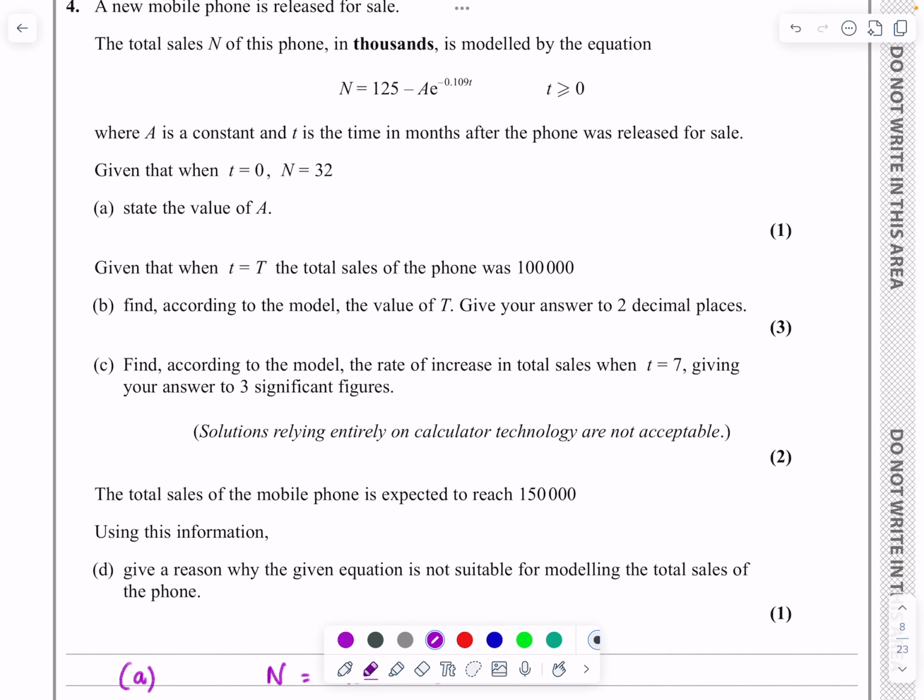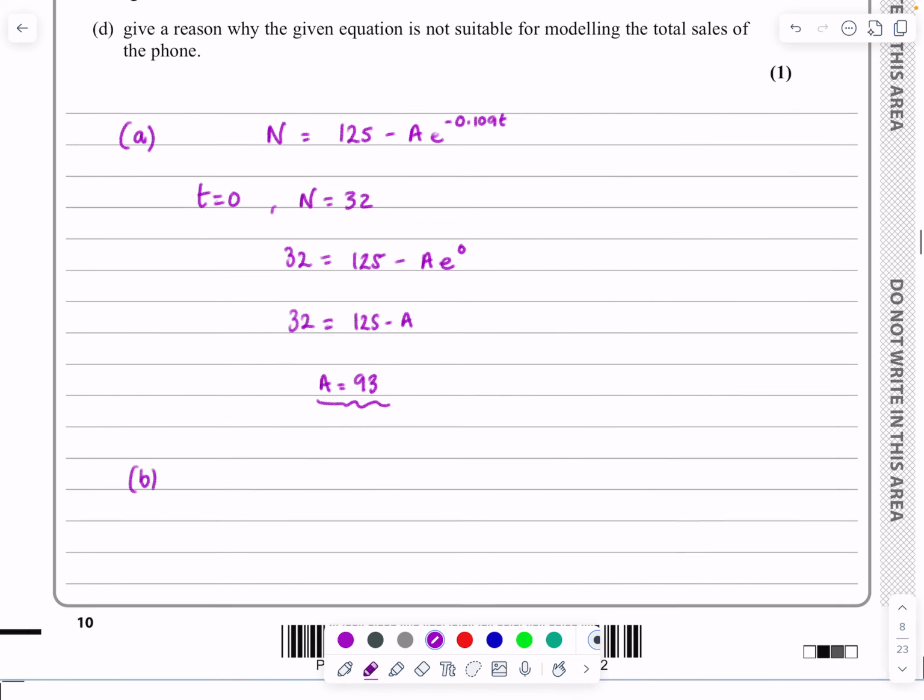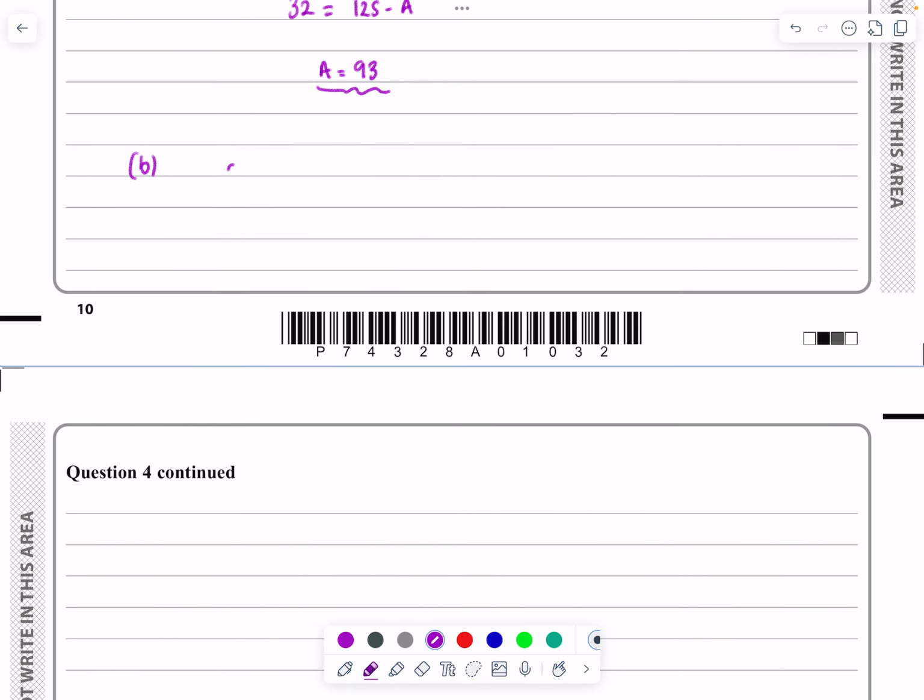So don't forget we've got A now, so that goes into our equation as well. Given that when t equals capital T, the total sales is 100,000, can you find the value of T, giving it to 2 decimal places? So just be careful here. 100,000, but thousands there, so that's actually going to be N being equal to 100, not 100,000. But otherwise, it's just subbing in, so we know at t equals T, N works out to be equal to 100.